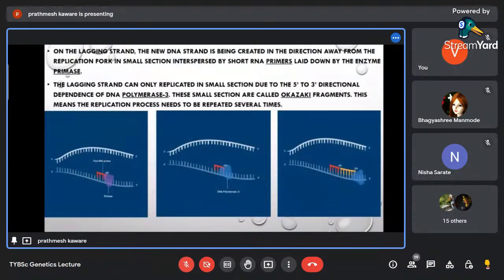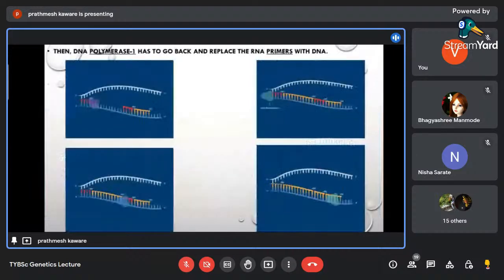On the lagging strand, the new DNA strand is being created in the direction away from the replication fork in small sections interspersed by short RNA primers laid down by the enzyme primase. The lagging strand can only replicate in small sections due to the 5 to 3 directional dependence of DNA polymerase 3. These small sections are called Okazaki fragments. This means the replication process needs to be repeated several times.